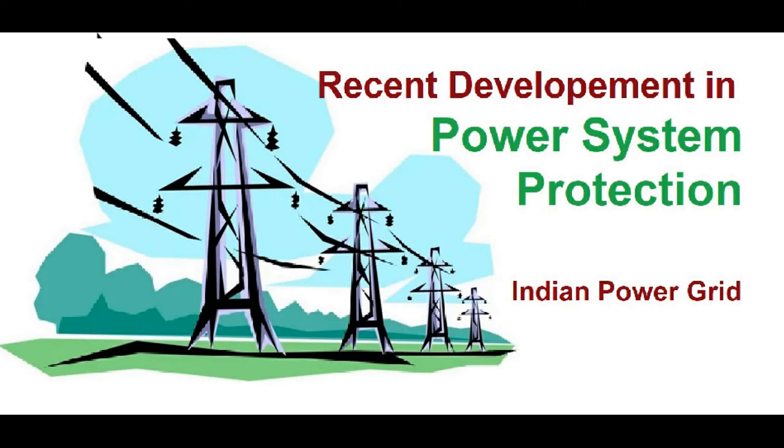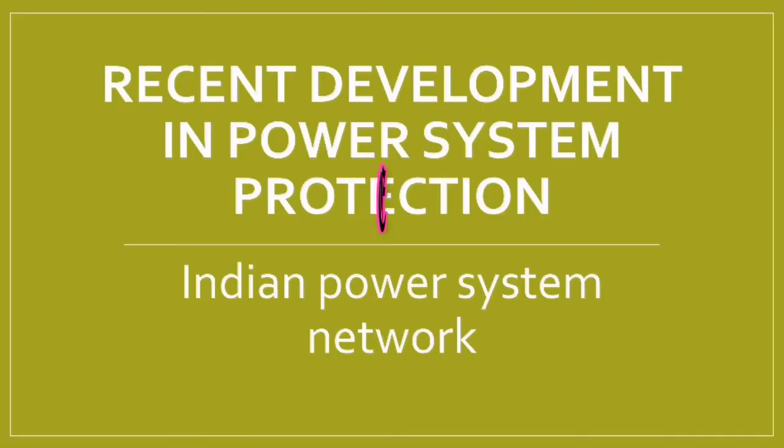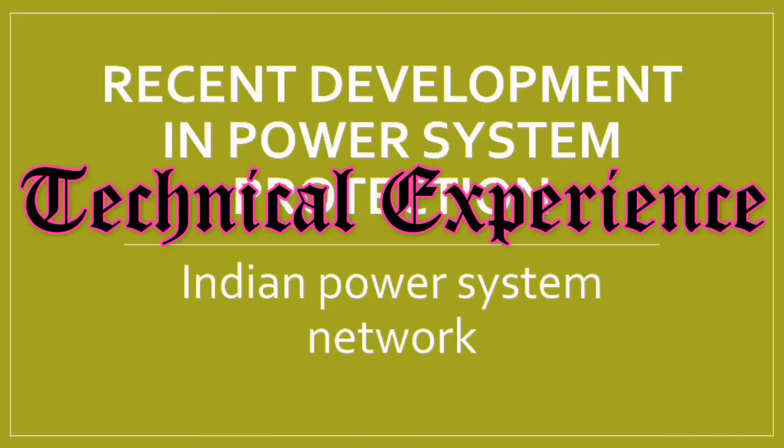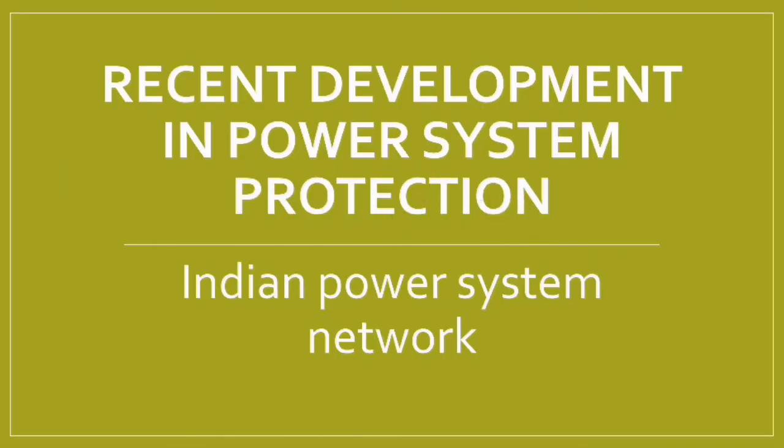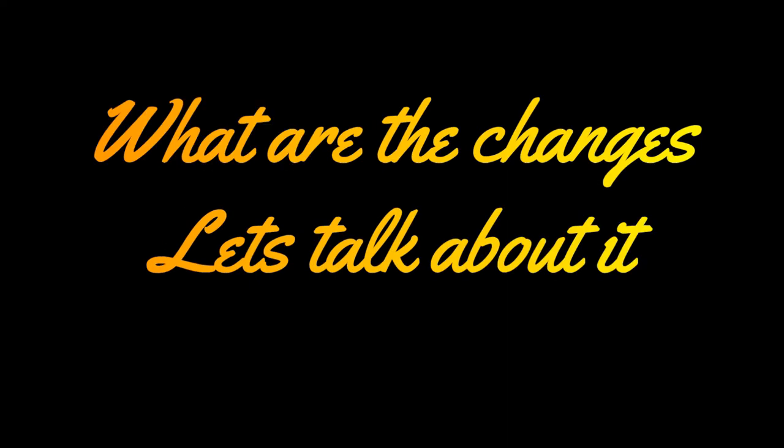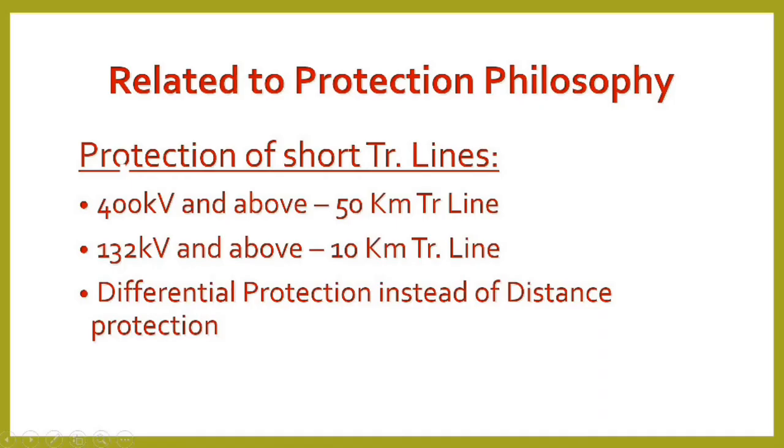Recent developments in power system protection have been implemented in the Indian power system network very recently. As there is no particular standard in power system protection in India, it is not mandatory for all the constituents to implement these recent changes into their system. However, in the central sector transmission system, these changes have already been implemented or are being implemented. In the private sector as well as in the state sectors, these protection schemes are not being taken into account till now. Let's talk about the changes.